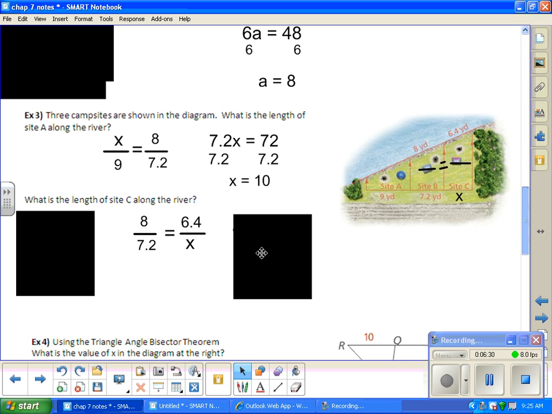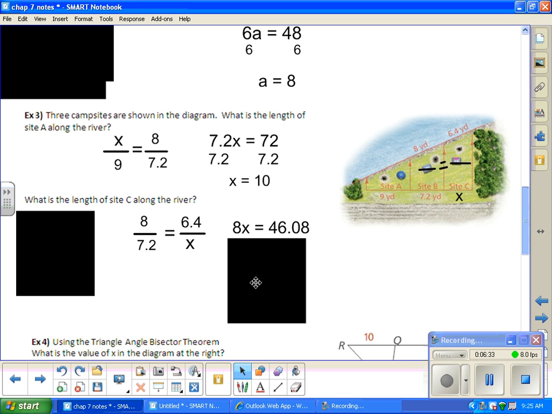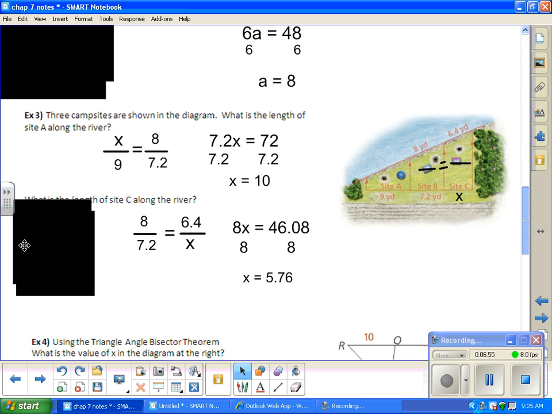I'm going to go ahead and cross multiply. 8 times x is 8x equals 7.2 times 6.4 equals 46.08. From there, I'm going to go ahead and divide both sides by 8. I'm trying to solve for x. And my final answer is x equals 5.76. And so for the length, I would put my final answer for both of these with the yard symbol behind it, YD, because they're both in yards.